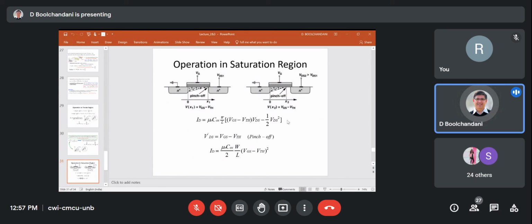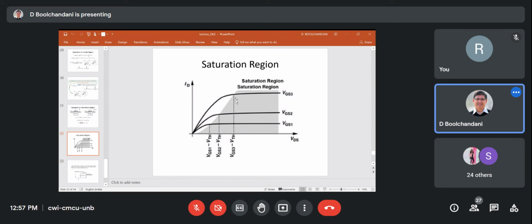So this is the expression for the drain current. When your drain to source voltage is equivalent to VGS minus VT, we say that it gets pinched off and the drain current becomes constant: mu Cox by 2, W by L, (VGS minus VT) squared. So this is the saturation region. This is for the ideal MOSFET where you don't have second order effects.